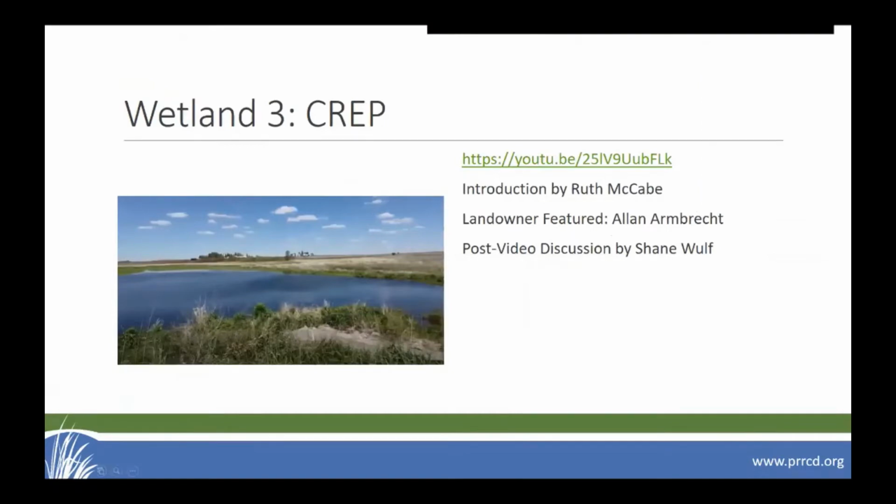So this last one admittedly had some of the prettiest footage. This is a nice constructed CREP wetland. CREP stands for Conservation Reserve Enhancement Program. You will all learn a lot more about that from Shane, and maybe Clark might be speaking about it as well. The landowner here is Alan Armbrecht, and he is also on the call with us today, on the webinar with us today.